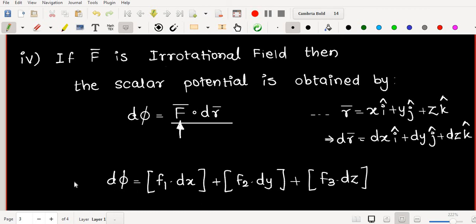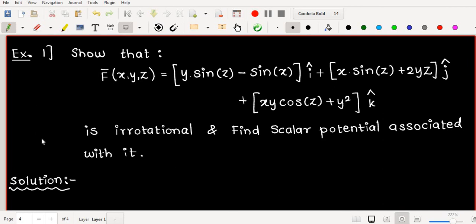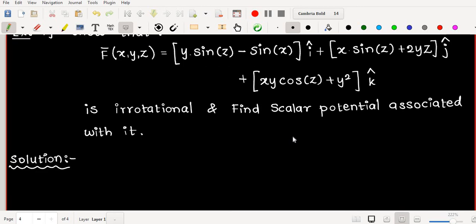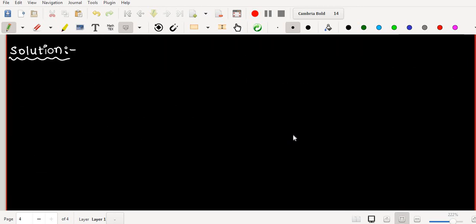So from this expression, we discuss how to find the scalar potential associated with irrotational or conservative vector field. So for that, let's take one example. Show that vector function f bar, that is (y sin z minus sin x) i bar plus (x sin z plus 2yz) j bar plus (xy cos z plus y square) k bar is irrotational, and also find the scalar potential associated with it.